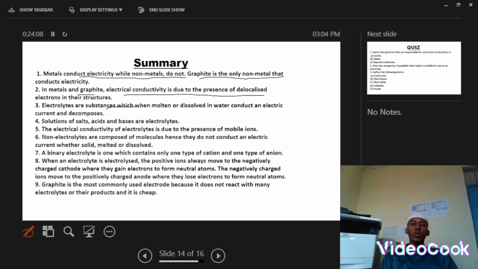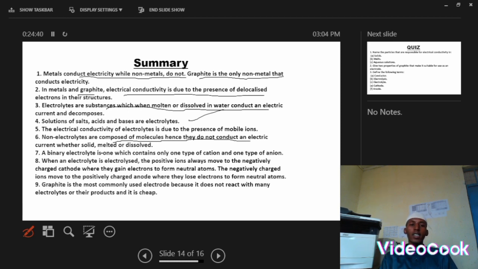Electrolytes are substances which, when molten or dissolved in water, conduct an electric current and decompose. Solutions of salts, acids, and bases are electrolytes, meaning they only conduct when they are in aqueous solution or when they are molten. The electrical conductivity of an electrolyte is due to the presence of mobile ions. Non-electrolytes are composed of molecules, hence they do not conduct an electric current whether solid, melted, or dissolved in water.